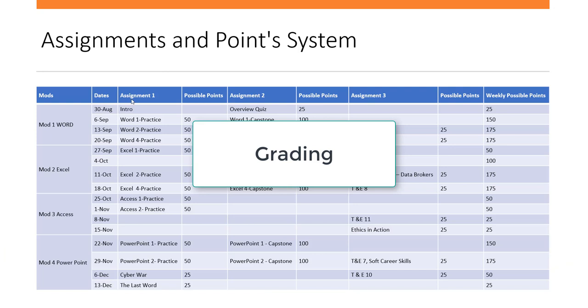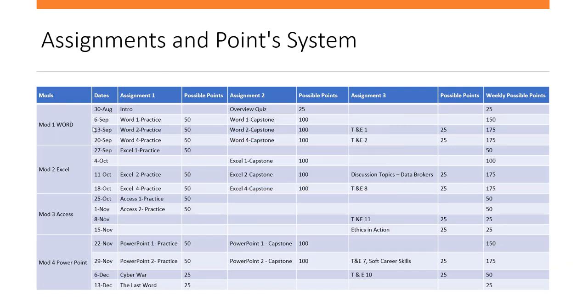Assignments and point system. We have 4 mods through this semester. Mod 1 is we're going to discuss Microsoft Word, and we'll go into the practice and the capstones. And you can see the points right here. For the practice, once you pass with 70% or better, you can get 50 points. When you finish the capstone with 70% or better, you earn 100. And at the end of this, you can see you get up to 150 points for completing the work.